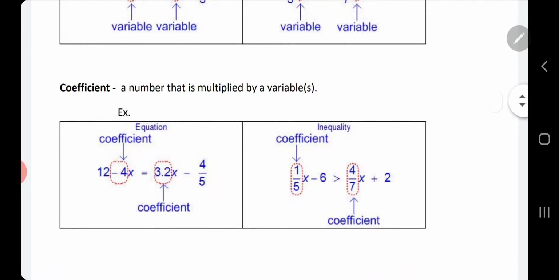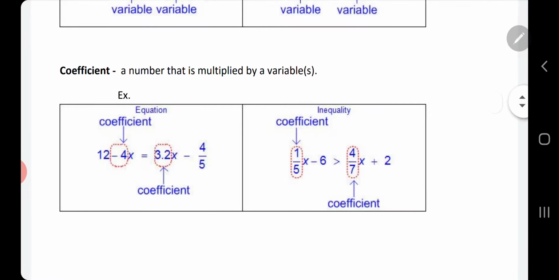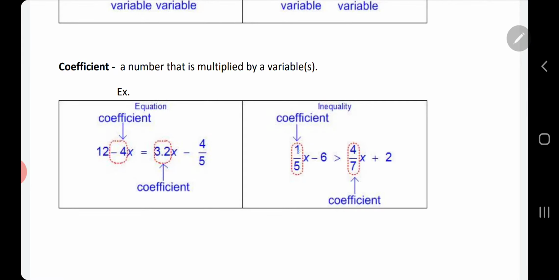A coefficient is a number that is multiplied by a variable, like the examples shown here down below. In this case, 4 is a coefficient and 3.2 is a coefficient, as they're multiplying a variable, in this case x. When numbers are right next to each other or right next to a variable, they're indicating multiplication. In this case, our coefficients are 1 over 5 and 4 over 7. Once again, they're right next to that variable x, multiplying it.